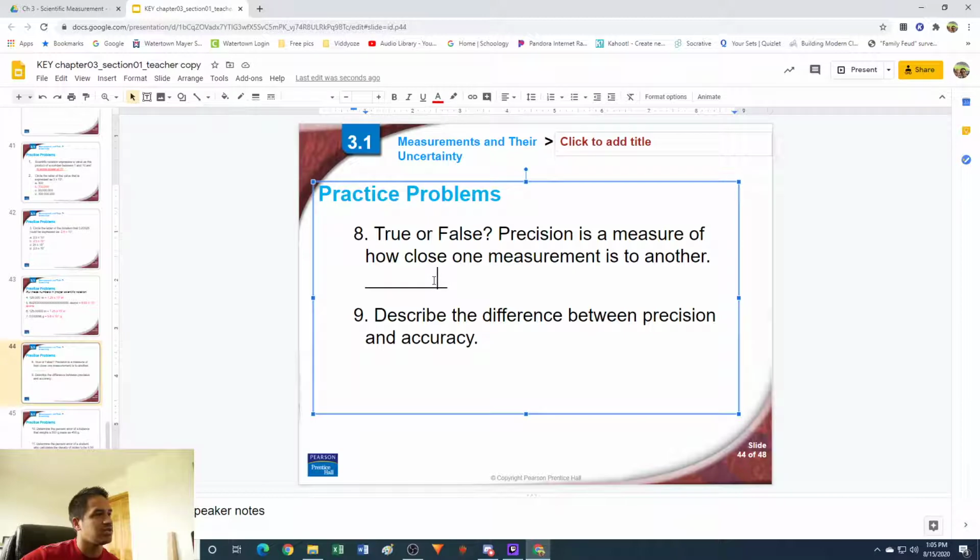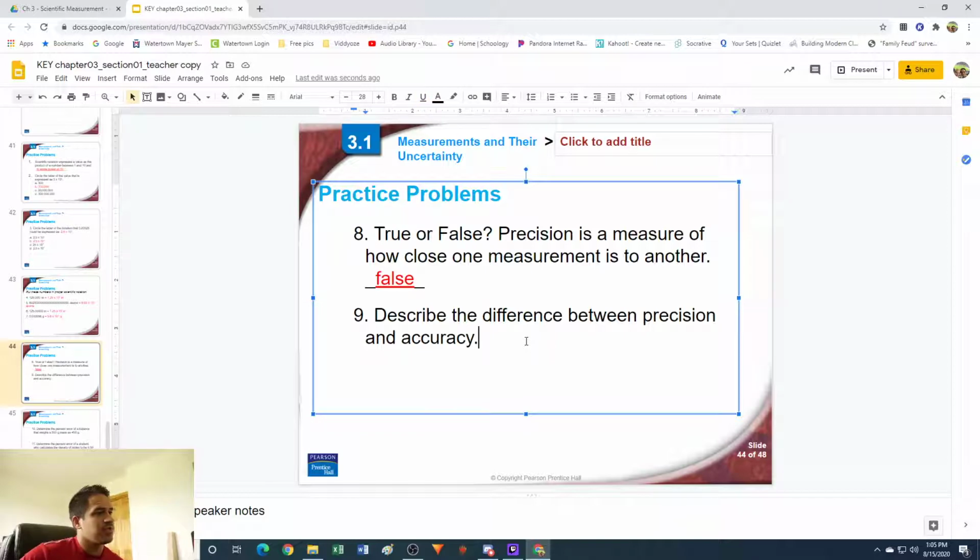That is... ooh, that's a weird way that's worded. Precision is a measure of how close one measurement is to another. We're going to say that this is false. It's a measure of how close multiple measurements are to each other. So the way that it's worded, it kind of sounds more like accuracy. Accuracy is like looking at one measurement compared to another. Precision is looking at multiple measurements compared to each other. So we're going to say that that is false.